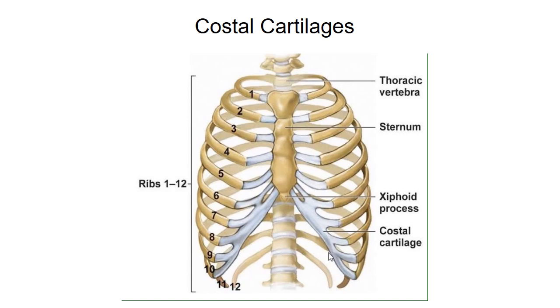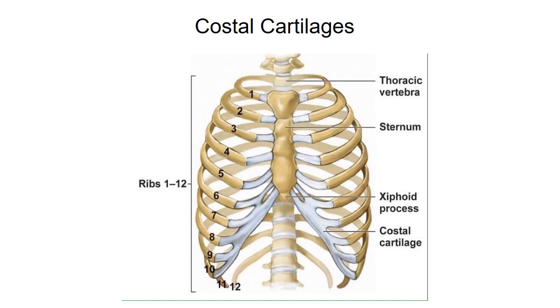The 11th and 12th ribs are small. Their cartilages are free. The 11th and 12th cartilages are not attached to any bone or cartilage; they are free.